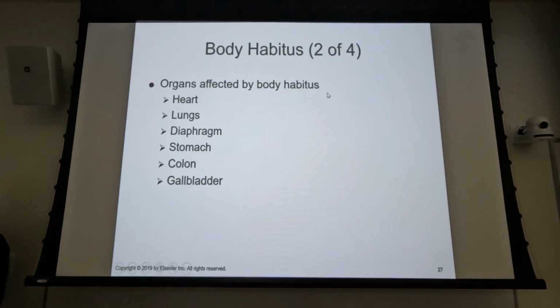So the things that are going to be affected by body habitus: heart and lungs. The lungs are going to have a tendency to be shorter and more broad. The heart is going to ride a little bit higher. The diaphragm, likewise, is going to be a bit higher. In a patient that is hypersthenic, the stomach's going to be high and transverse. That's not the entire stomach, but the same thing with the colon and the gallbladder. All of that is how body habitus is going to affect hypersthenic.